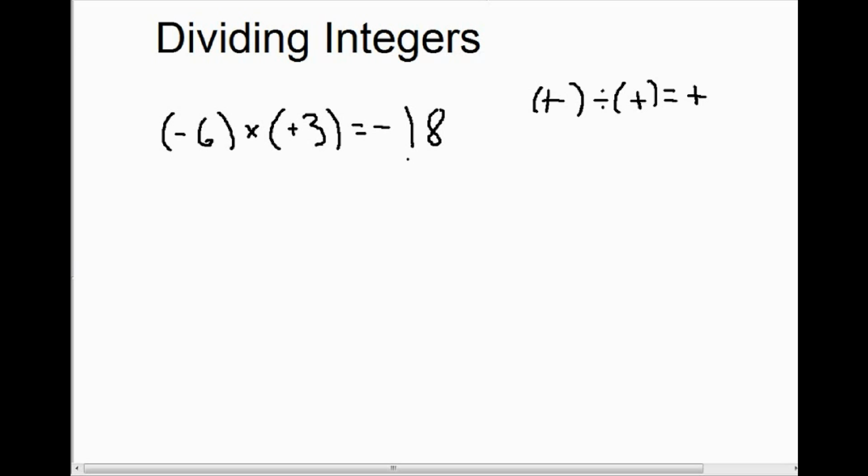Well, now if we take the answer to this, negative 18, and we divide it by either one of those numbers, let's start by dividing it by positive 3. We know the answer has to be the other number. So the answer to that has to be negative 6. We could do several other examples, but again, what we've established here is a negative divided by a positive is a negative.